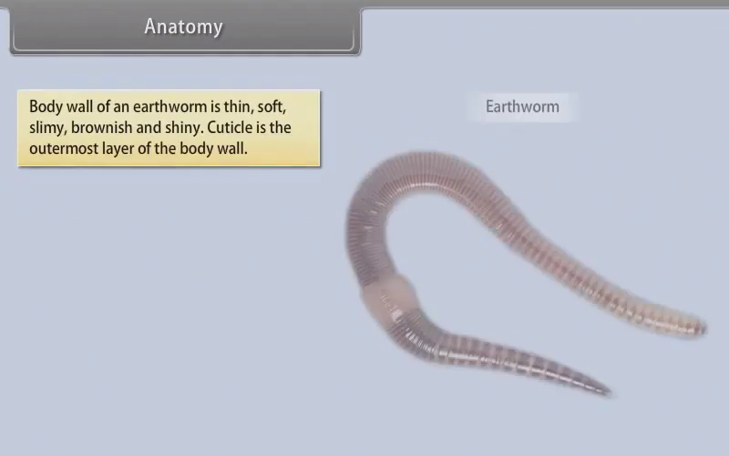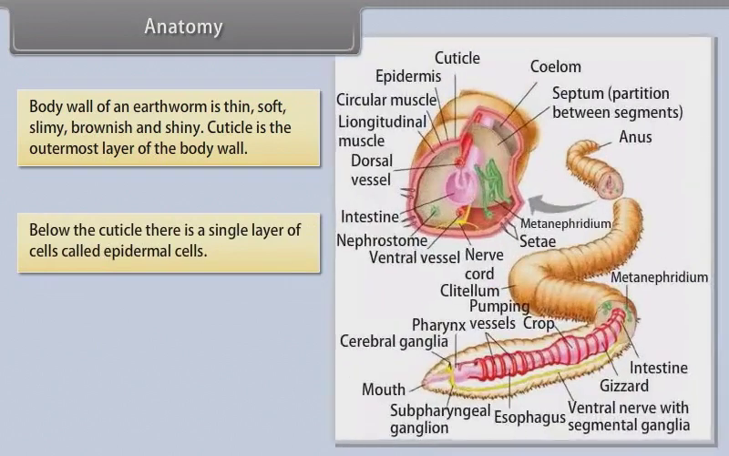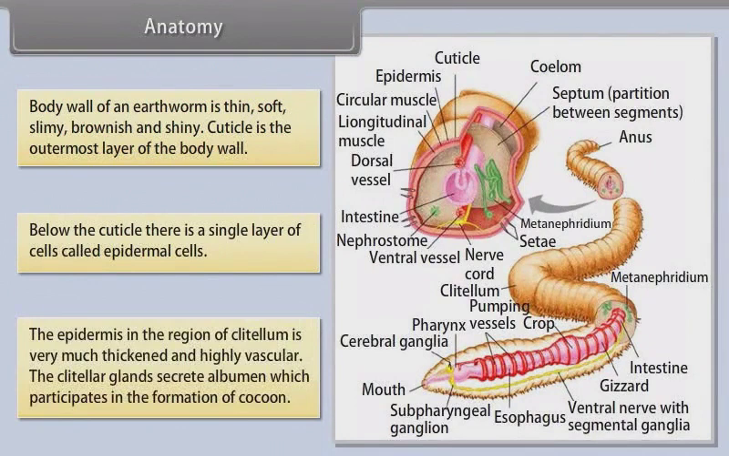Anatomy. Body wall of an earthworm is thin, soft, slimy, brownish and shiny. Cuticle is the uttermost layer of the body wall. Below the cuticle, there is a single layer of cells called epidermal cells. The epidermis in the region of clitellum is very much thickened and highly vascular. The clitellar glands secrete albumin, which participates in the formation of cocoon.